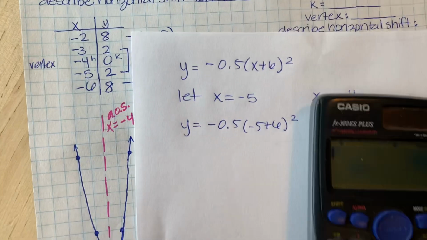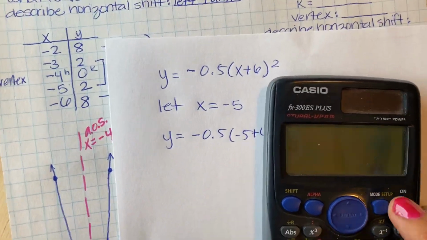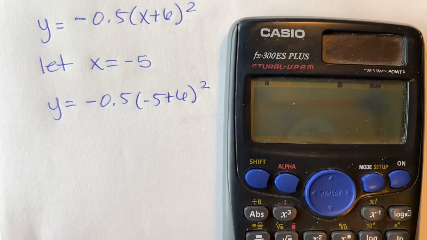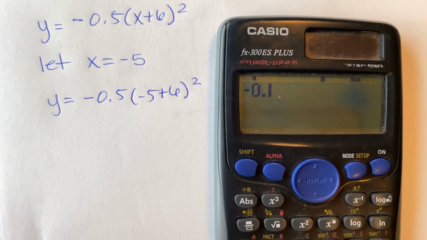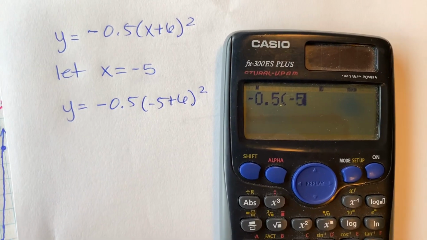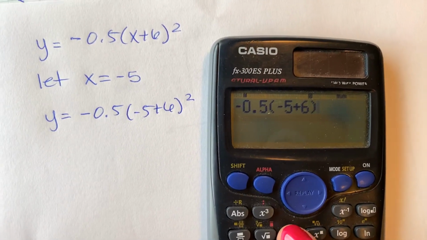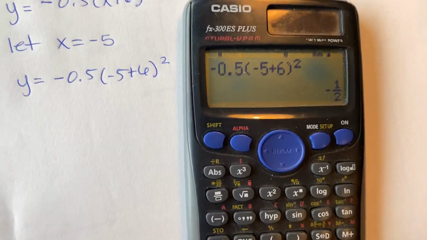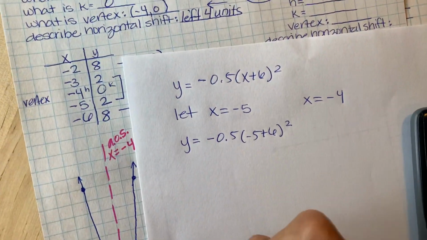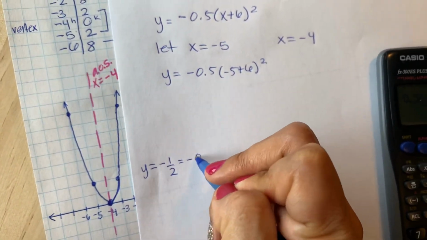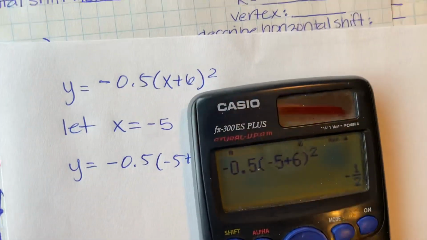Just really quick though, I'm going to solve it by hand as well. But remember, your calculator will solve everything for you. So what you see is what you type. So negative 0.5, parenthesis, negative 5 plus 6, close parenthesis, square it, equal, I'm going to get negative 1/2 here. So I'll just put it off to the side. This says that I'm going to get negative 1/2 or negative 0.5, right? So let's do the other one.